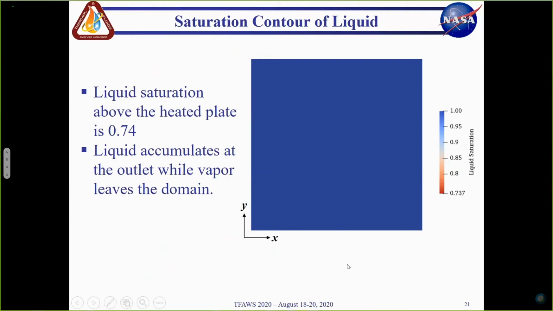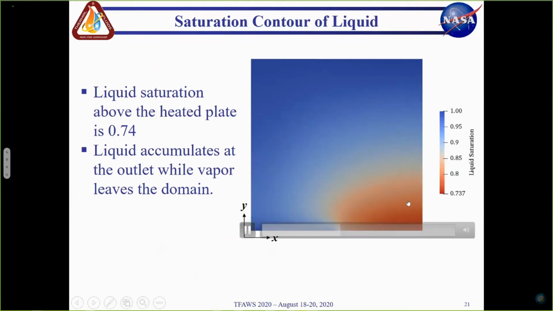So the video is not working somehow. I'm not sure why. If you go out of present mode and then back in, you should be able to start it. Yeah.